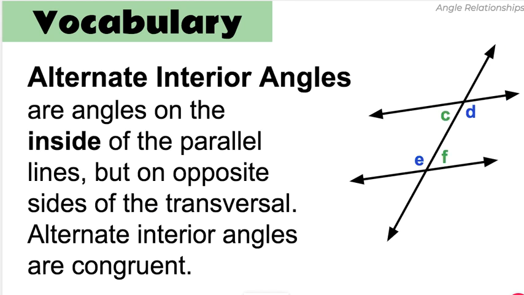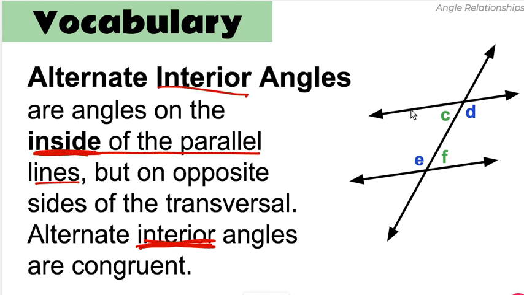All right, now the next two are very similar. We have alternate interior angles. Angles on the inside of the parallel lines, but on opposite sides. Alternate interior angles are congruent.